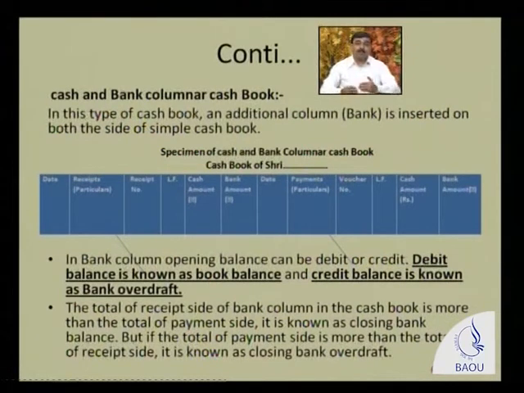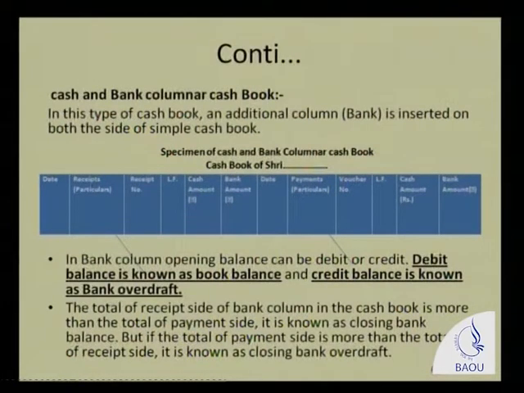Now, if the total of the receipt side of the bank column in the cash book is more than the total of the payment side, it is known as the closing bank balance. But suppose the total of the payment side is higher than the total of the debit side, then it shows on the receipt side as a bank overdraft. So in the bank column, we may also have a closing bank overdraft.